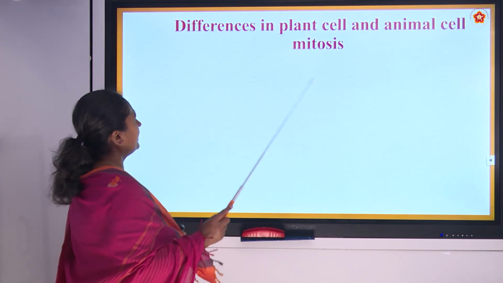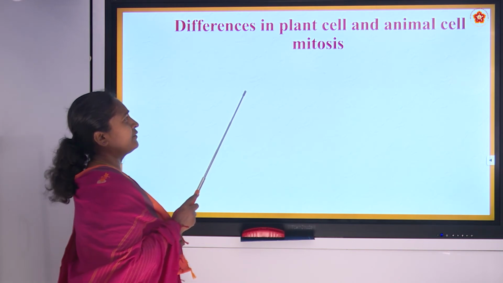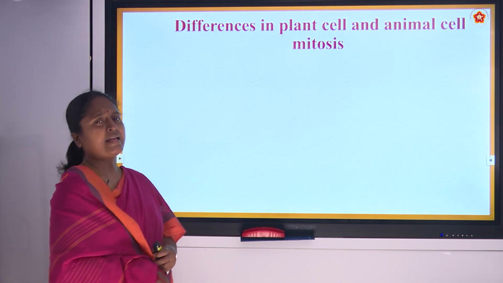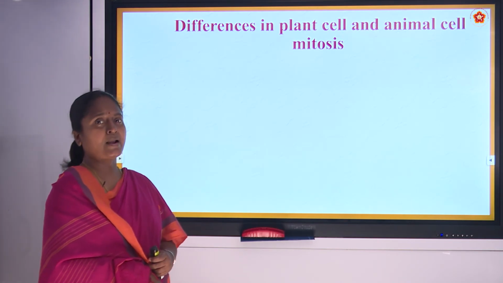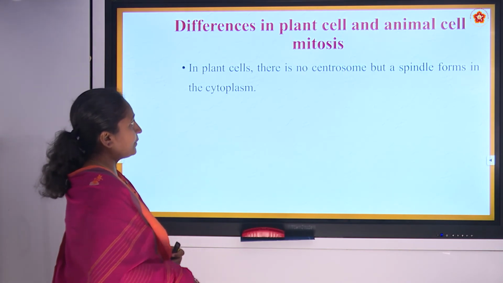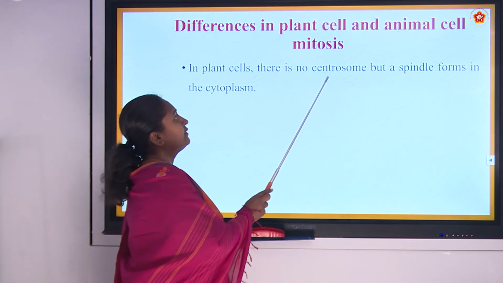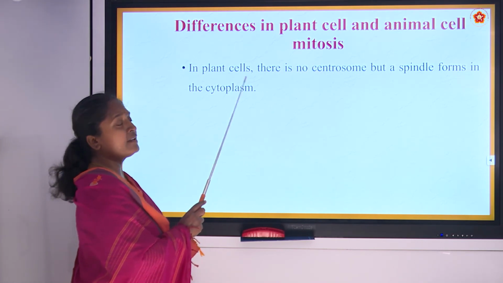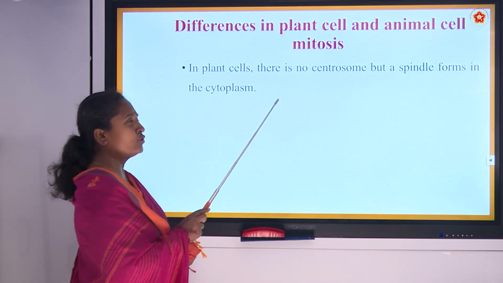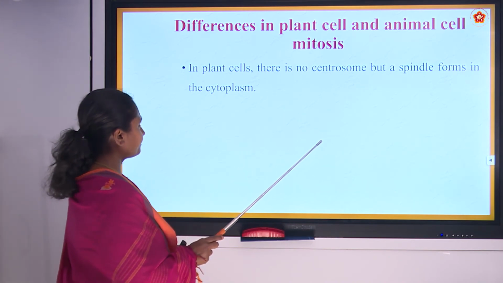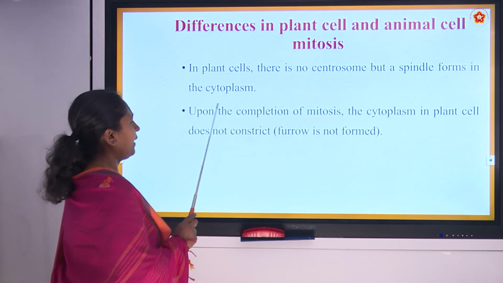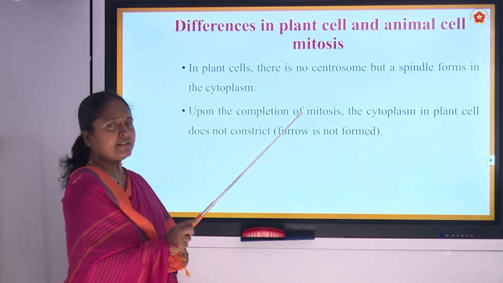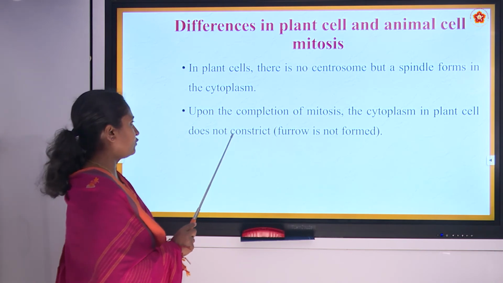Now, we can see some of the differences between plant cell and animal cell. The entire events happen the same way, but there is a subtle difference. In plant cells, there is no centrosome present, so the spindle fibers just form in the cytoplasm, whereas centrosomes are present in animal cells. Upon the completion of mitosis, the cytoplasm has to divide, right? That is, cytokinesis has to happen.